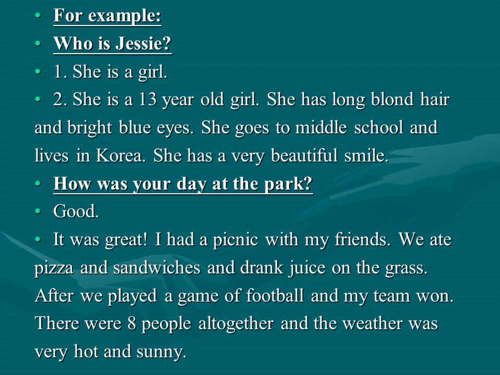Okay, we ate pizza. What did you eat? Okay, taste. Again, remember the five senses. Taste. We ate pizza and sandwiches. And drank. What did you drink? And drank juice on the grass. Where? On the grass. So here you mention the place, you mention the people you were with, you mention what did you eat, what did you drink.